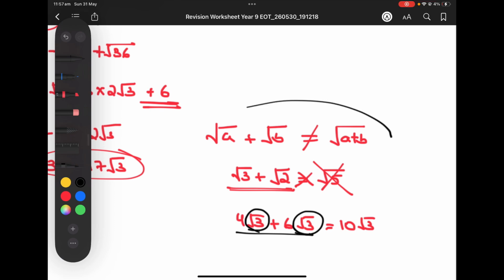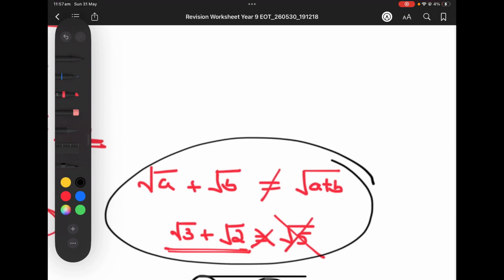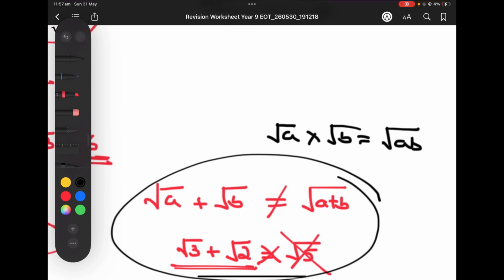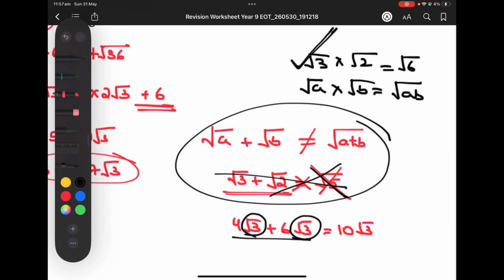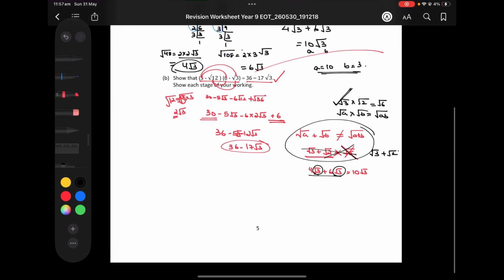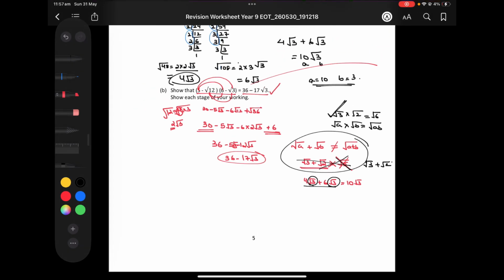We said that addition of roots is not possible, but multiplication of roots is possible. Root a into root b is equal to root ab. So that means root 3 times root 2 can become root 6. This is very much possible, but root 3 plus root 2 is not at all possible to simplify, it will remain as root 3 plus root 2 only. Okay, that is what the end of the Surds part is about.